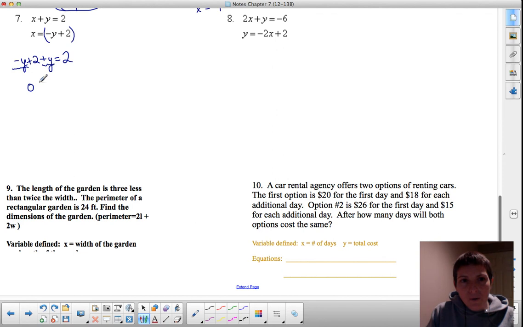So we have 0 plus 2 equal to 2, which is in fact a true statement, right? 2 and 2 are the same. So we end up with a true statement. And anytime we have a true statement, we know that everything will work. So that means that we have infinitely many solutions.